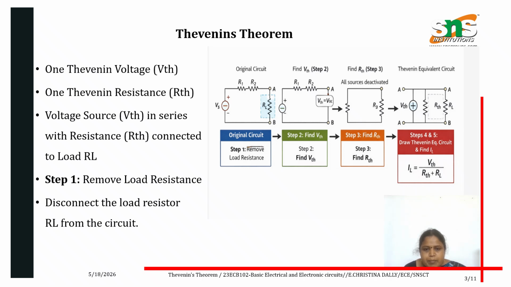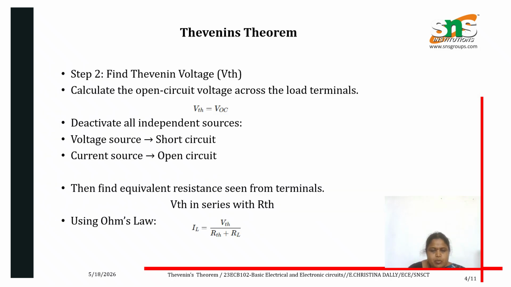The first step will be the original circuit. We are going to remove the load resistance. The second step is to find VTH. In step 3, we are going to find RTH. And finally, we are going to draw the Thevenin's equivalent circuit with the values we have found. In step 1, we remove the load resistance and disconnect it from the circuit.